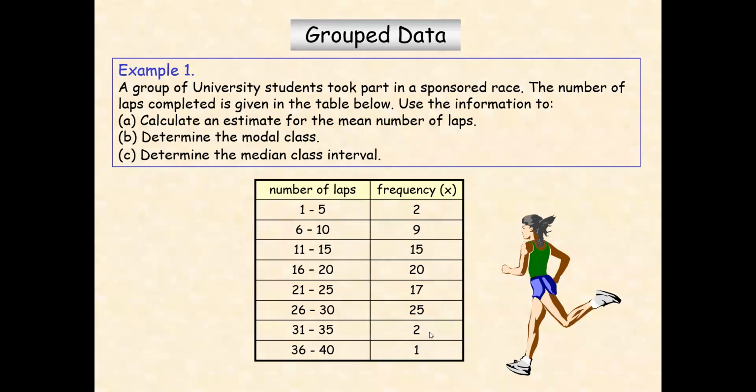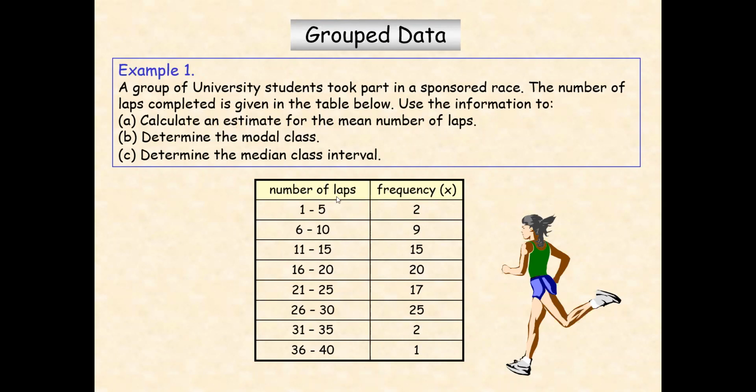If we go to 31 to 35, there are 2 people that ran between 31 to 35. We don't know these 2 people, did they run 32 or did they run 33 or did they run 34? So we don't have the exact data. Normally what we'll do is add all and divide by the number of numbers. Now we don't have that, okay? So to estimate the mean, that's why they're using the word estimate, all right?